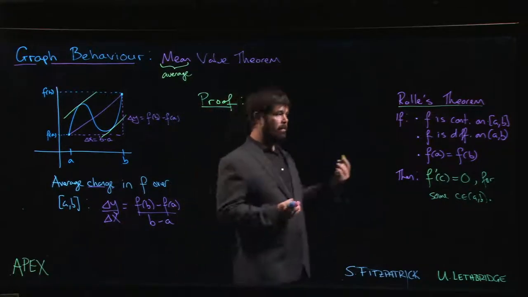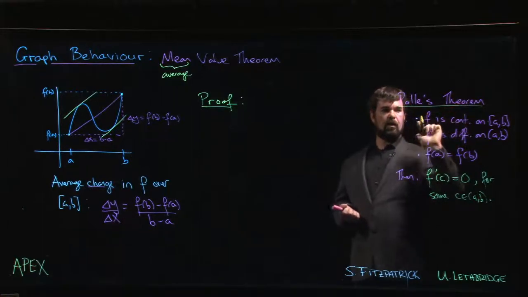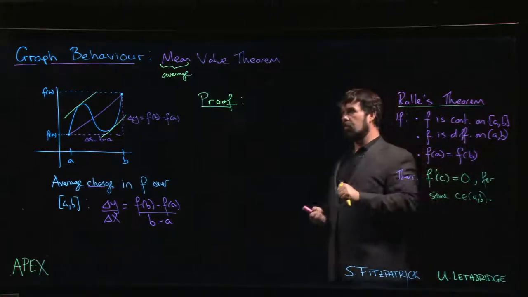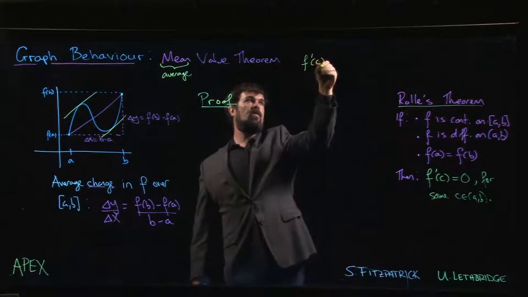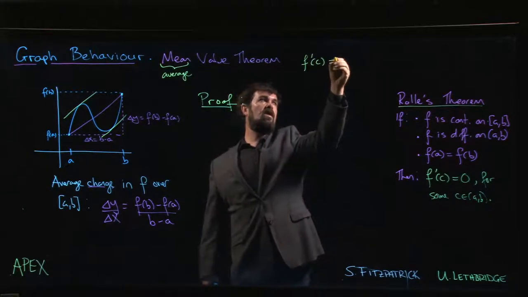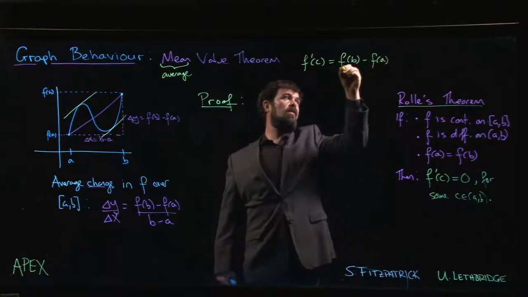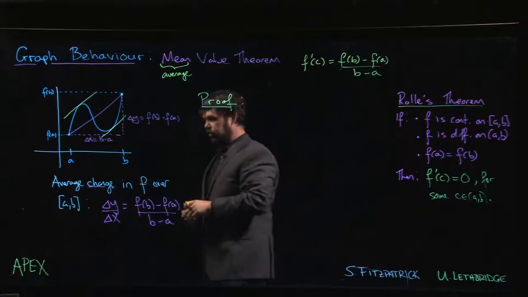Remember the statement of the mean value theorem assumes that f is continuous on some closed interval, it's differentiable on the corresponding open interval, and we want to show that there has to exist this number c such that f prime of c is equal to f of b minus f of a over b minus a. That's what we're trying to get to, right?